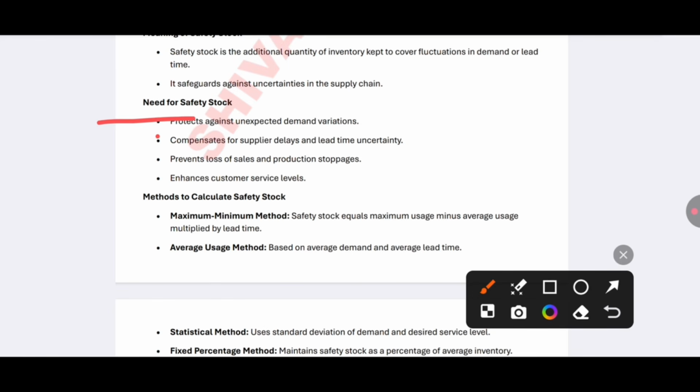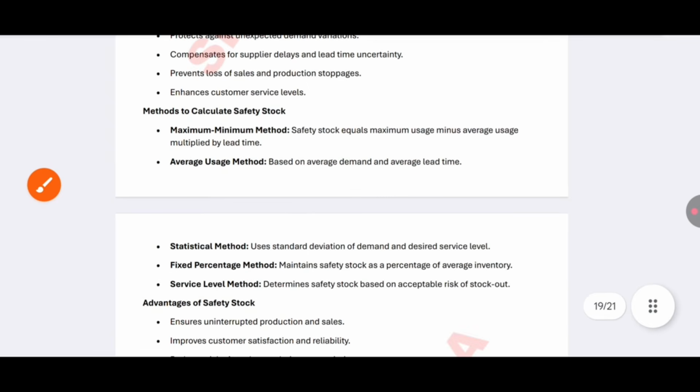Yes, it helps overcome delays, and it leads to a reduction in uncertainty. It prevents loss, and it creates customer satisfaction and better customer service levels also. Clear? Then what are the methods we have?